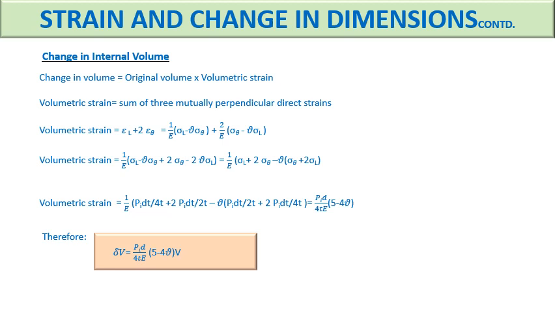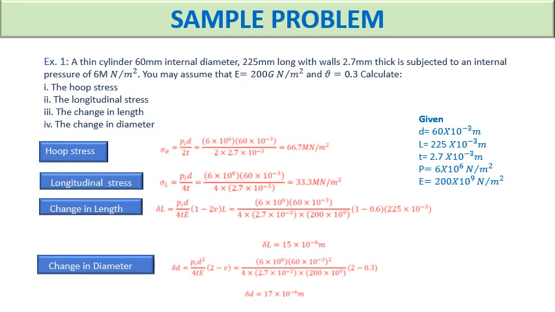Now we have derived three equations: the change in length, the change in diameter and the change in volume, and we use these equations to solve one numerical problem. So we will try one example on a thin cylinder.